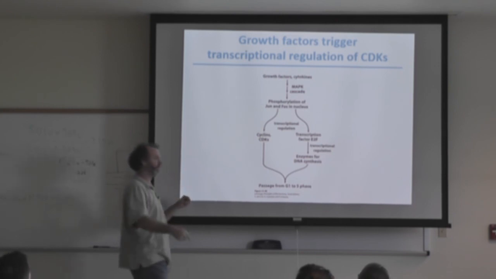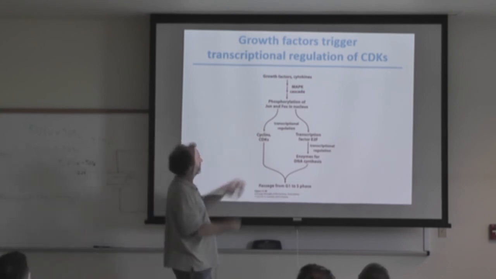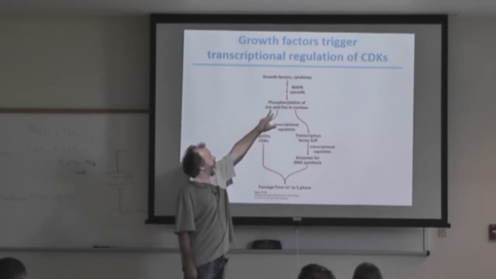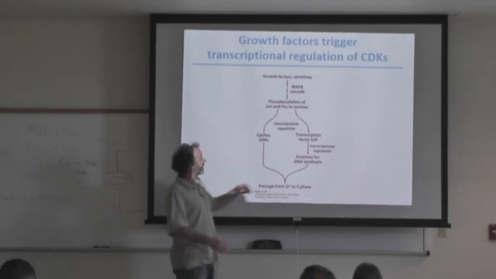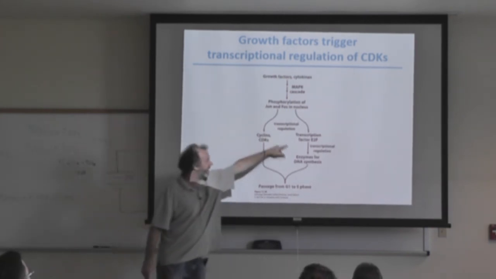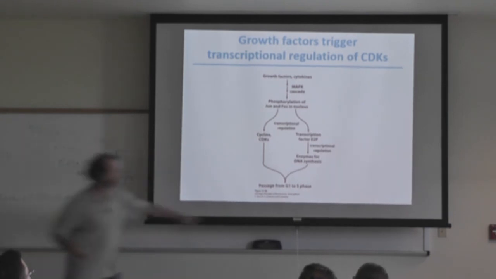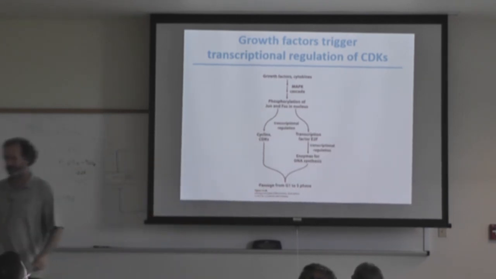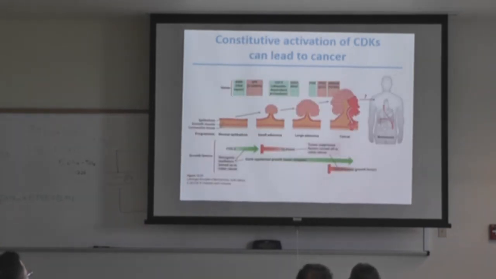They all phosphorylate the other one, which eventually ends up phosphorylating Jun and Fos in the nucleus, and that'll change transcription in the nucleus, turning on cyclins and transcription factors. And then you get transition from G1 into S phase. That's how that can occur. But constitutive activation of cyclin-dependent kinases will lead to tumor growth, and they make good targets against cancer.